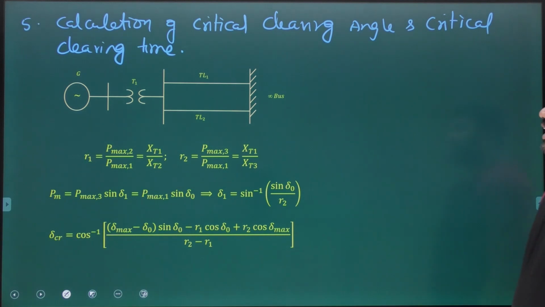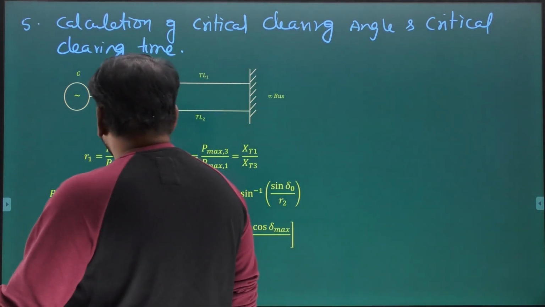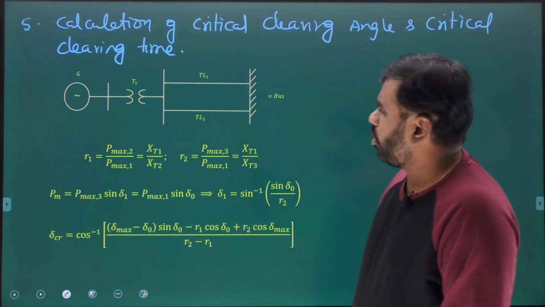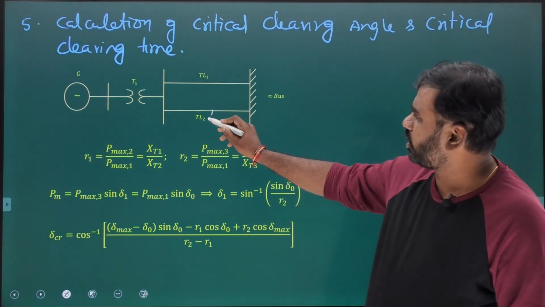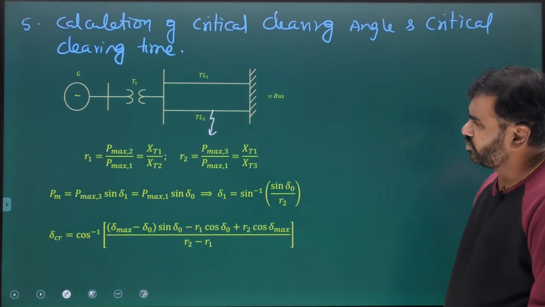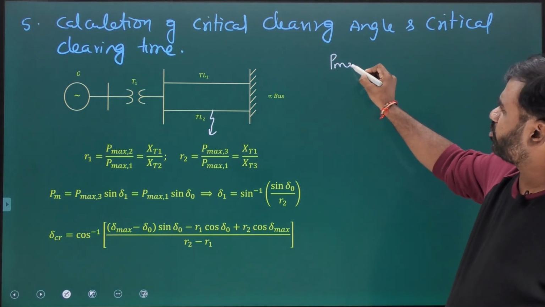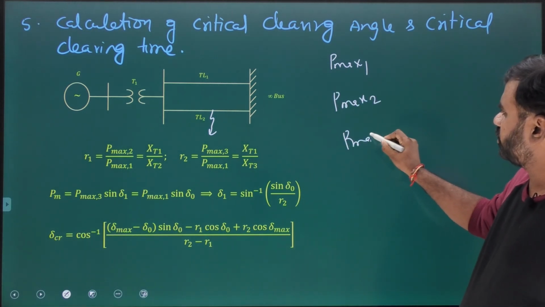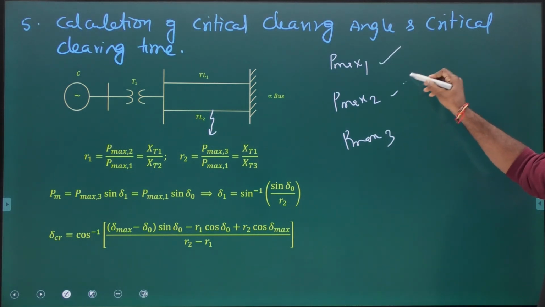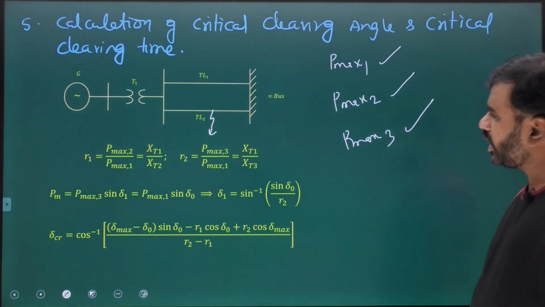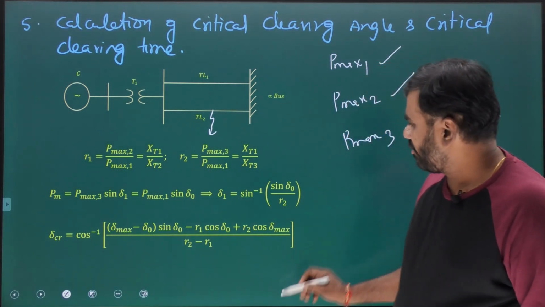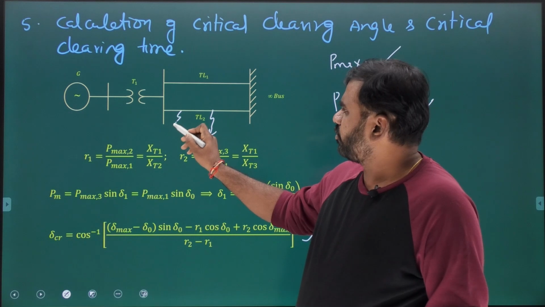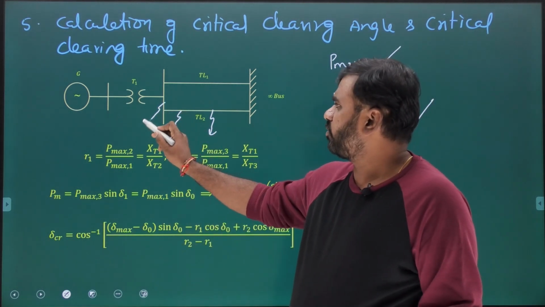And calculation of critical clearing angle and critical clearing time. To do this, depending on the type of fault and location of the fault, we can proceed. These are the formulas written for the third case. If you notice, the fault is at the middle of the line. In that case, there exist a pre-fault maximum power transfer, a during-fault maximum power transfer, and a post-fault maximum power transfer. Based on that we have a formula, and we can also see what happens if the fault is very close to the bus bar and what if the fault is on the bus bar.